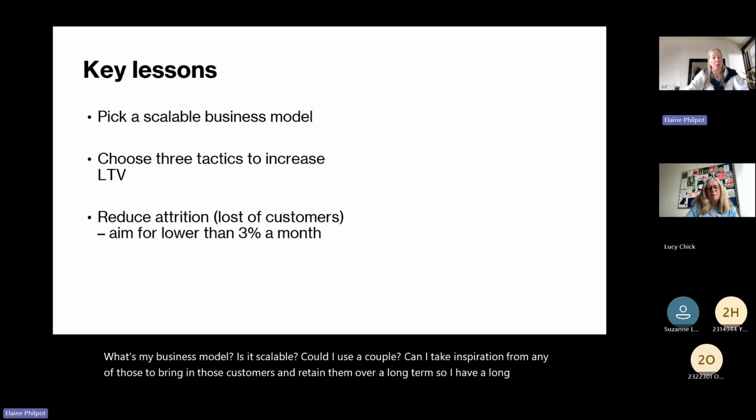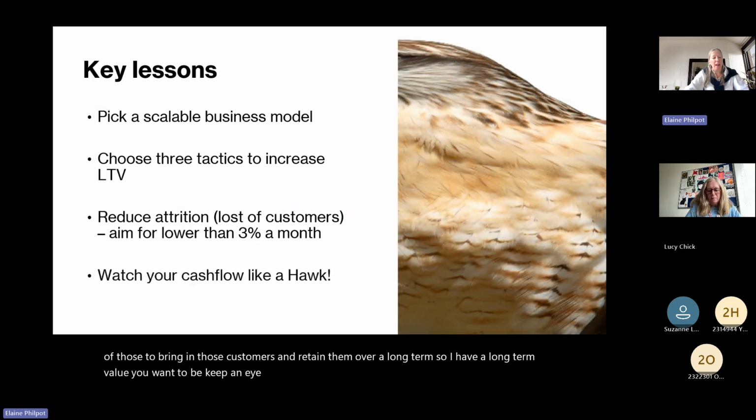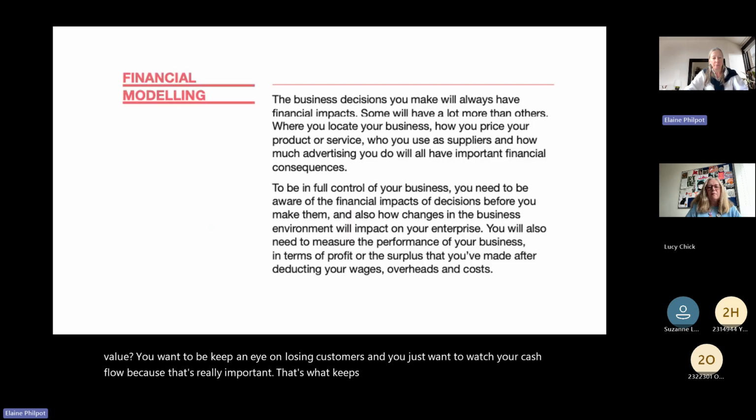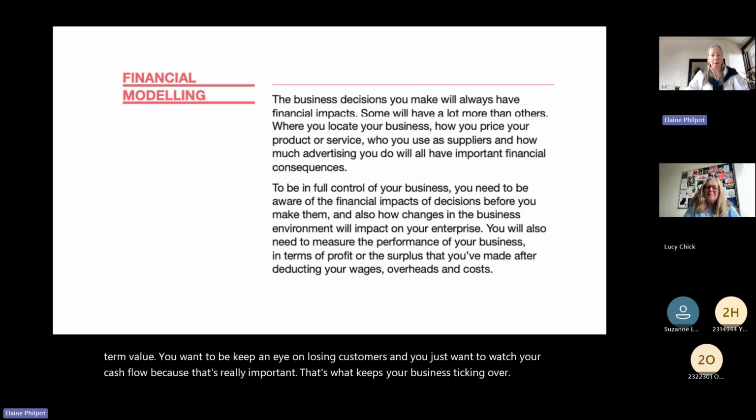You want to keep an eye on losing customers. And you just want to watch your cash flow because that's really important. That's what keeps your business ticking over. I'll hand over to you now, Lucy.